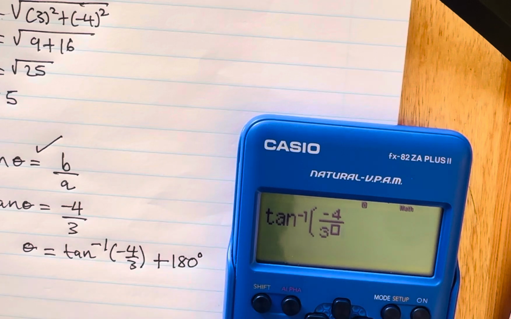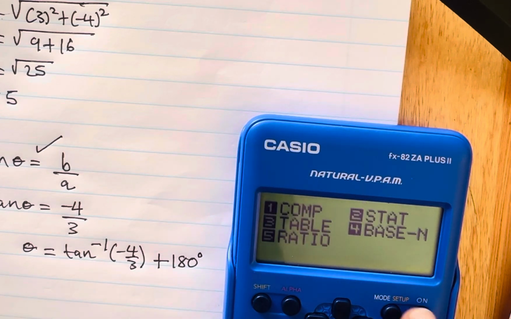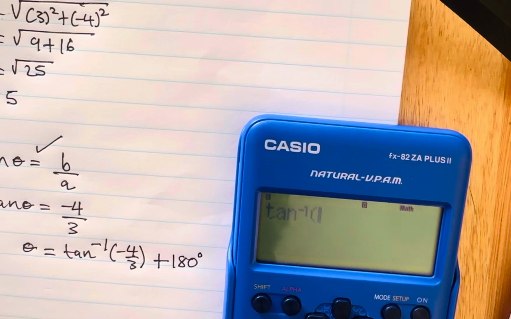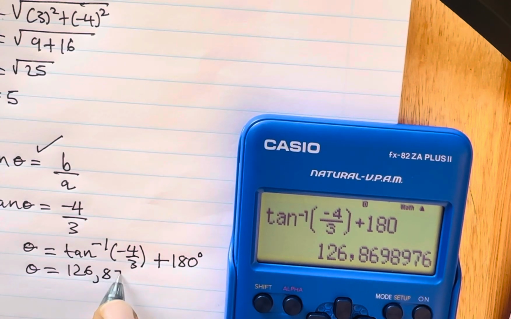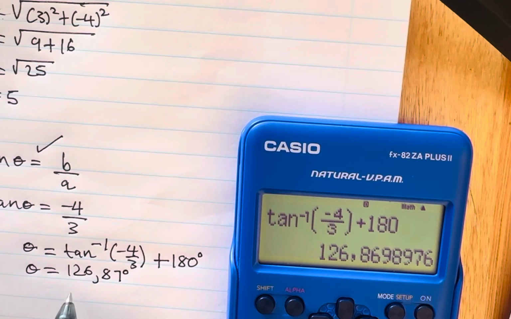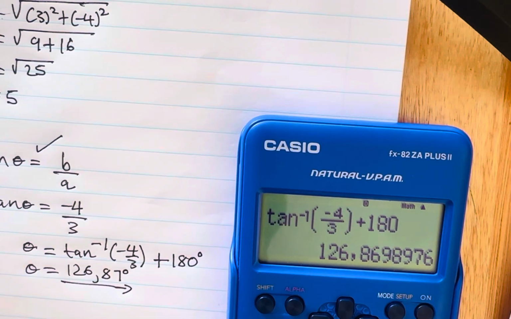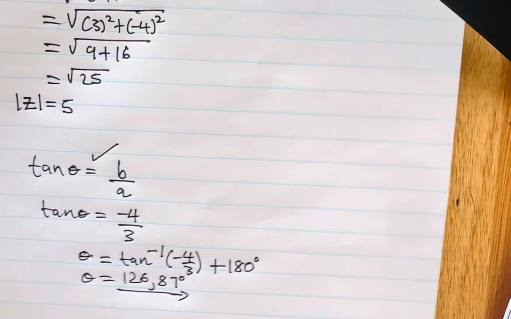Second function tan of negative 4 divided by 3, plus 180. Our theta will be equal to 126.87 degrees. That will be our argument now.